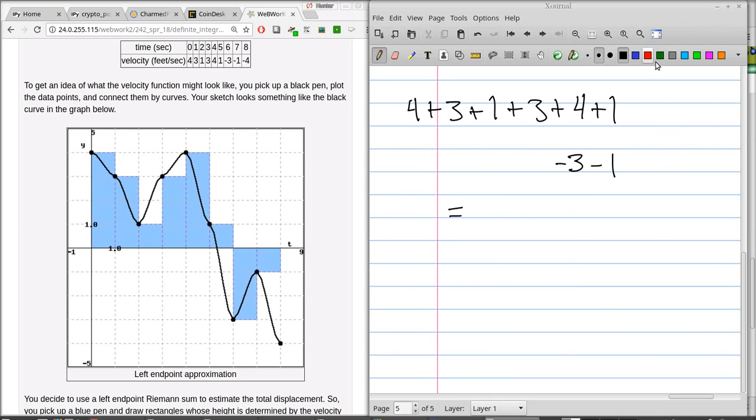So what does that amount to? I can just sort of, this 3 cancels with that, and this 1 cancels with that, and add up the rest. You get 7, 8, 12. So that is 12. This is the total displacement, which I would prefer to call the net displacement.